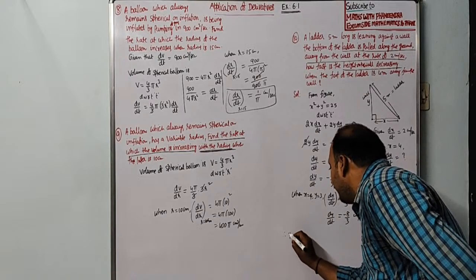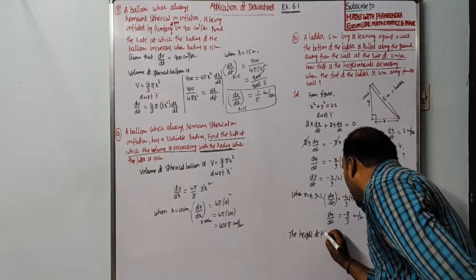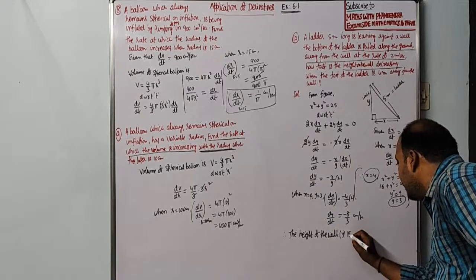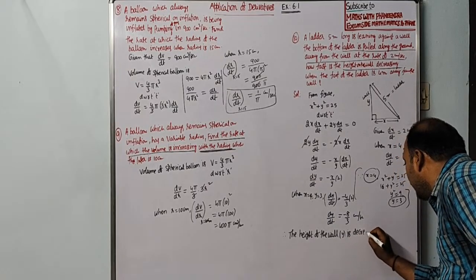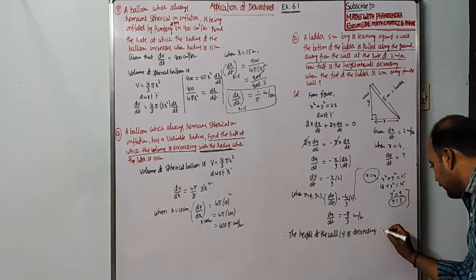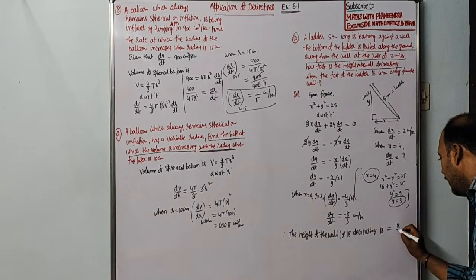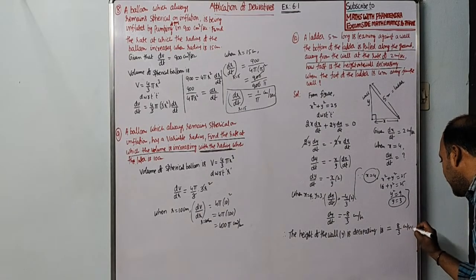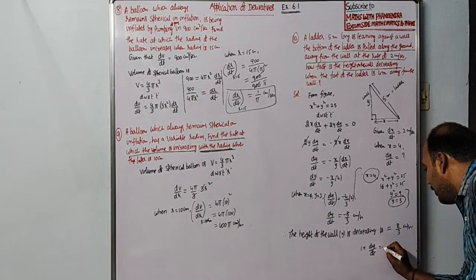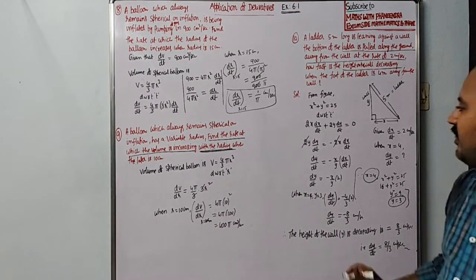So therefore, the height of the wall y is decreasing at 8 by 3 centimeter per second. That is, dy by dt equal to minus 8 by 3 centimeter per second. This is the way we can do it, students.